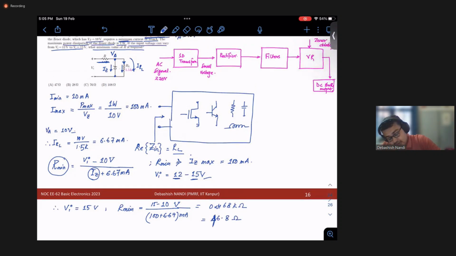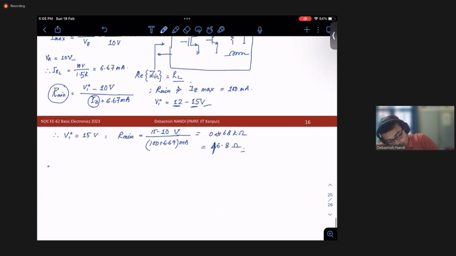Now let me tell you, why didn't I take Vi equal to 12 volt? If R is to be minimum, then logically I should have taken Vi as 12 volt, right? But why didn't I take it? This is a condition you need to check while solving this kind of problem, right? Suppose I am taking Vi as 12 volt, okay? Then what will be my R minimum?